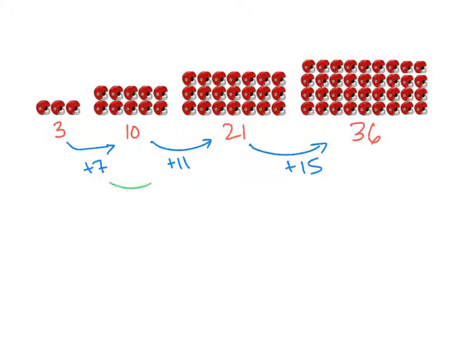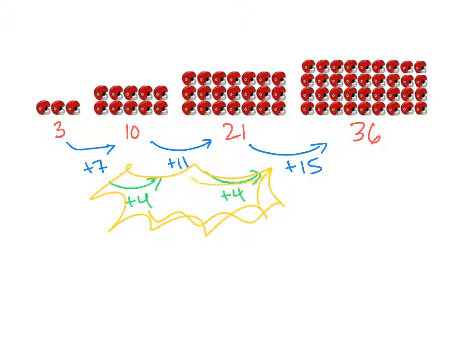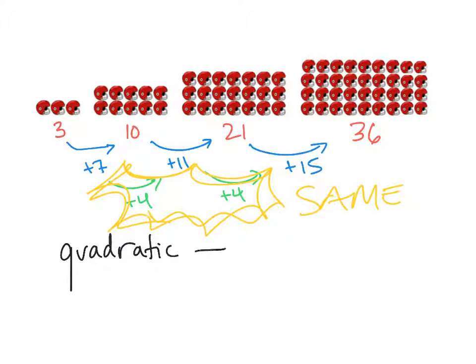Our second difference is 7 plus what gets me to 11? That's plus 4. And then 11 plus what gets me to 15? Plus 4. Guys, what do you notice about those second differences? Y'all, they're the same. So what that means, since the second differences are the same, this is a quadratic function. And the quadratic function has a form y equals ax squared plus bx plus c. That is your standard form.